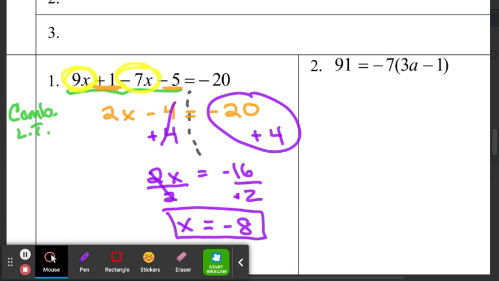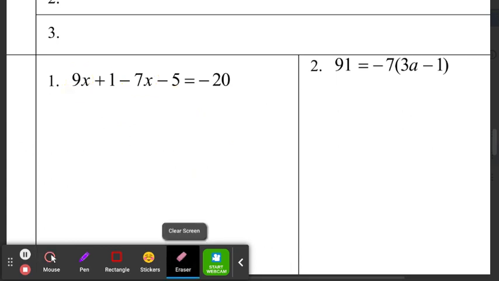Let's take a look at number 2. Let's see.